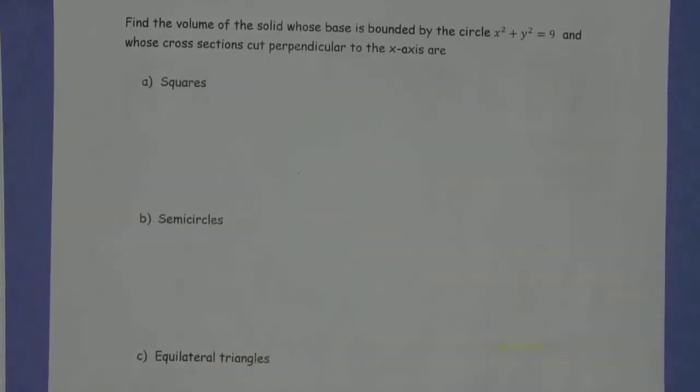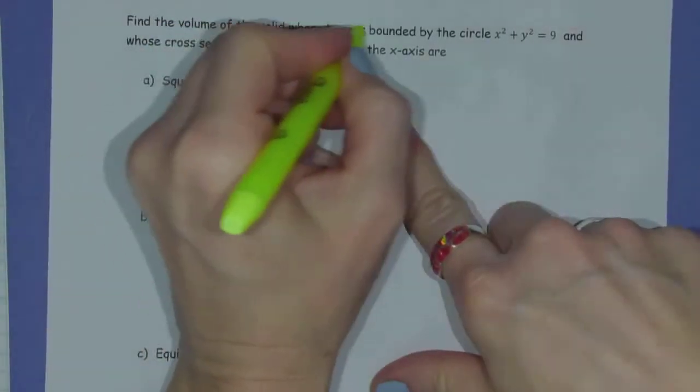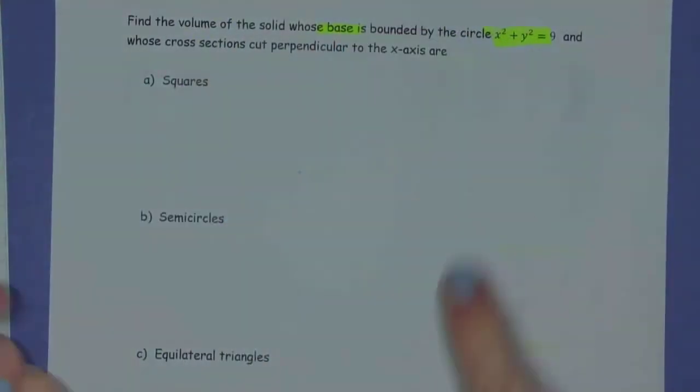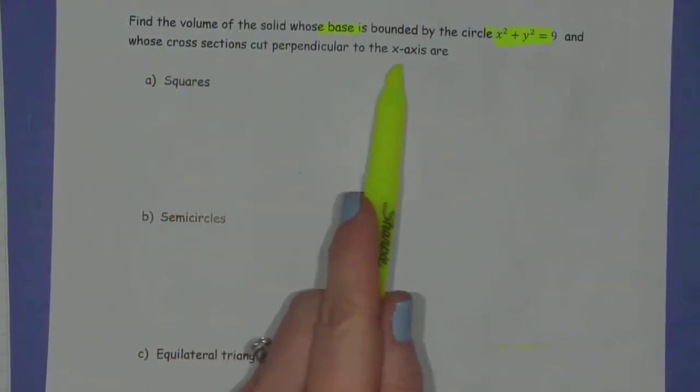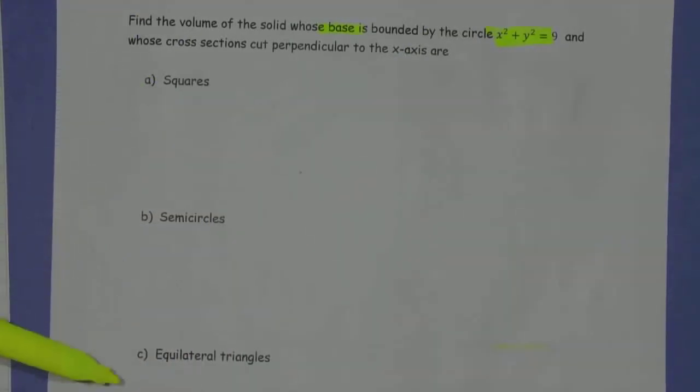It says, find the volume of the solid whose base is bounded by the circle x squared plus y squared equals 9. So that's going to become very important. The base is given by this equation. And then they go in, and whose cross sections cut perpendicular to the x-axis are, and it's the same 3 shapes that we did in example 1.